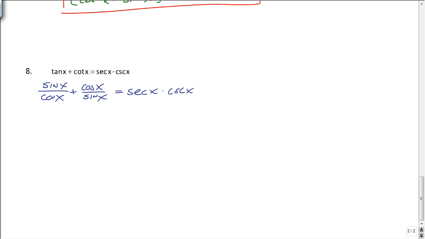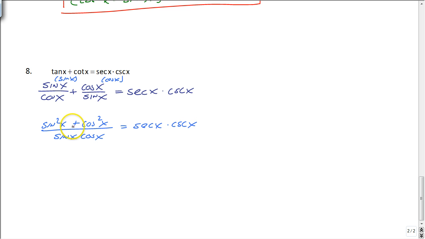Next thing you want to do is get common denominator again. So we know the common denominator is going to be sine x cosine x. So this side needs a sine x. This side needs a cosine x. So on top you're going to have sine squared x plus cosine squared x. And as you can see, you're pretty much already done again. Make sure you set that equal to secant x times cosecant x.